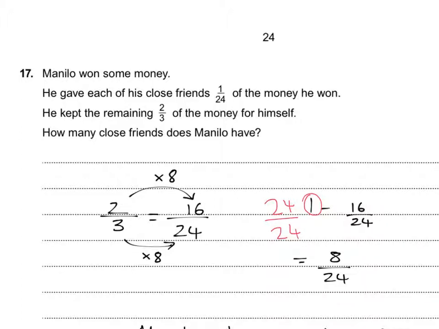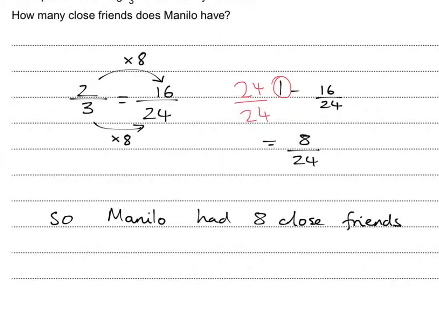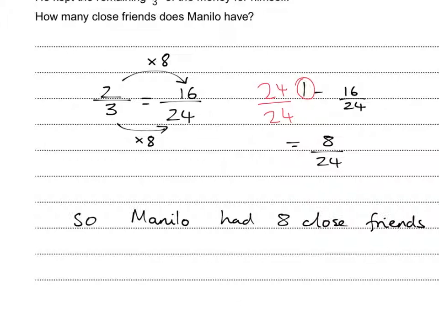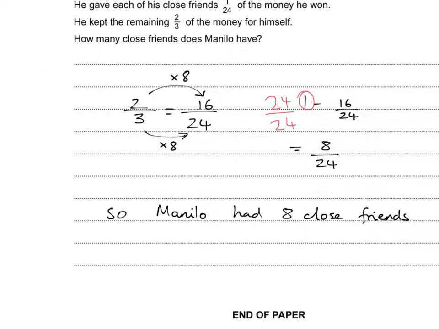So 24 take away 16 gives the 8. So it tells me that he had 8 24ths left, and he gave each of those friends 1 24th. So 1 going into 8 times. So that's how I came up with mine. What do you prefer, Miss Lloyd Hughes? Nothing can be better than your way, Miss.